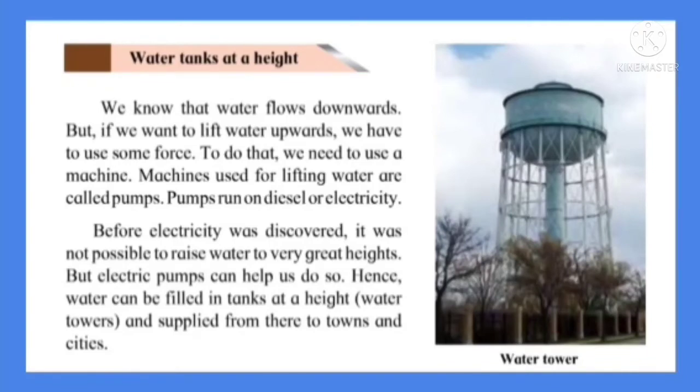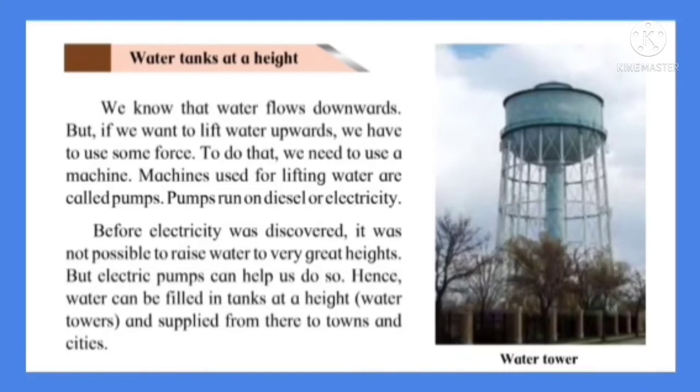Now, how is this done? It is done with the help of machines. Machines are used for lifting water, and these machines are called pumps. Pumps run on diesel or electricity. Sometimes in your building when there is no power, no electricity, what happens? You may hear the news that today water will come late because there is no electricity. Why? Because these machines pump out the water, and the machine which pumps water uses diesel or electricity.